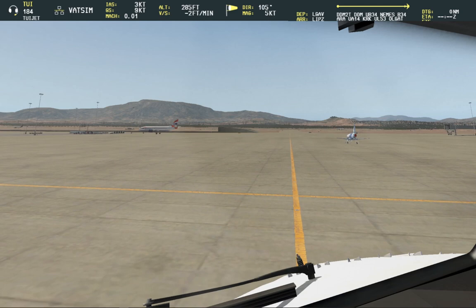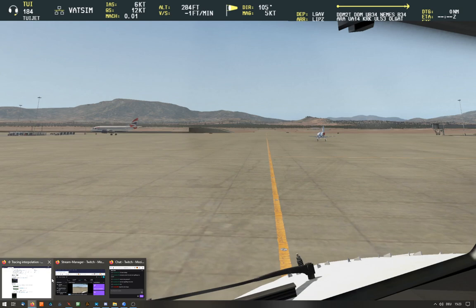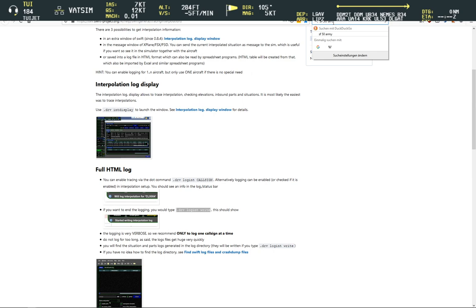Left on Alpha, right on Kilo. Gate Bravo 3-1. Left on Alpha and Kilo, Bravo 3-1.